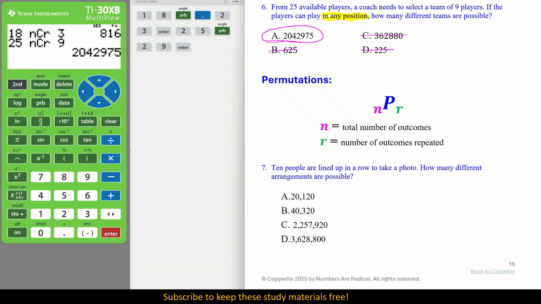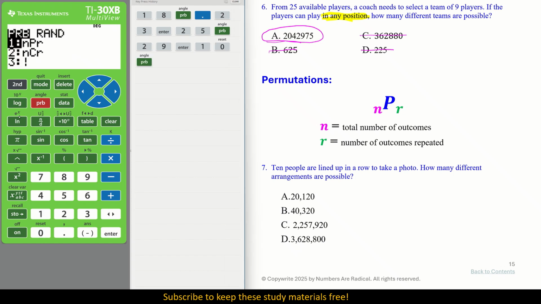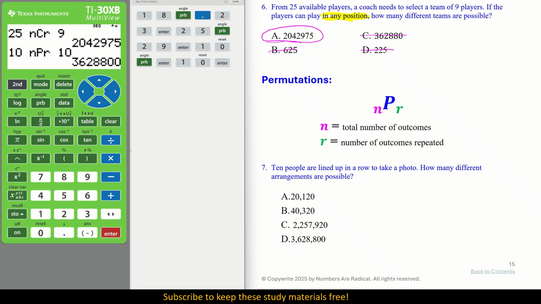So let's see what's going on here. Well, we have 10 people, but it doesn't have any other restrictions. What they really mean is we need all of the 10. So that is 10 people out of the 10 in a permutation. So 10, prob, number one. Go ahead and enter, and then 10 again. And what do we get? That nice significant value that is option D.